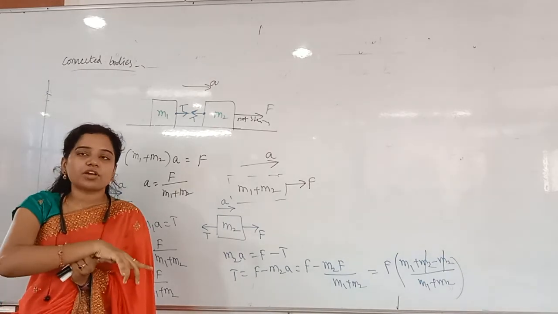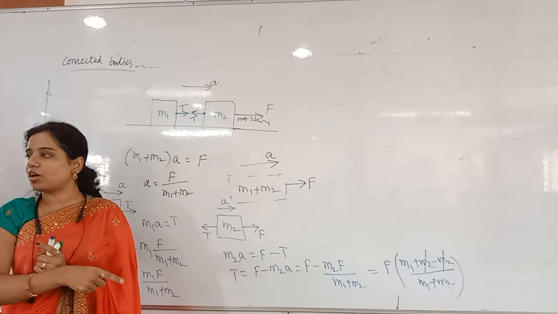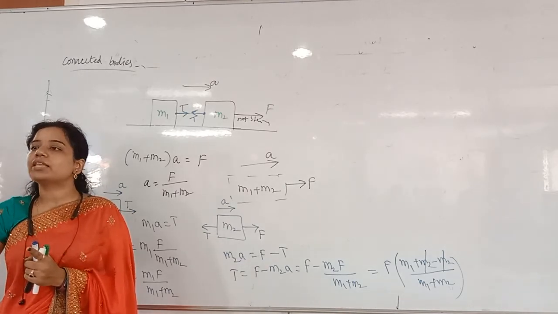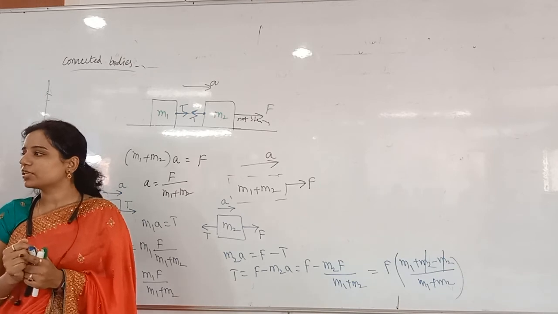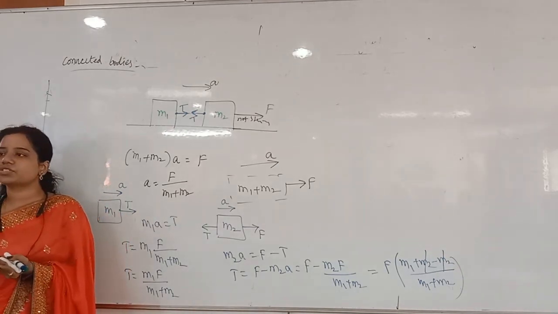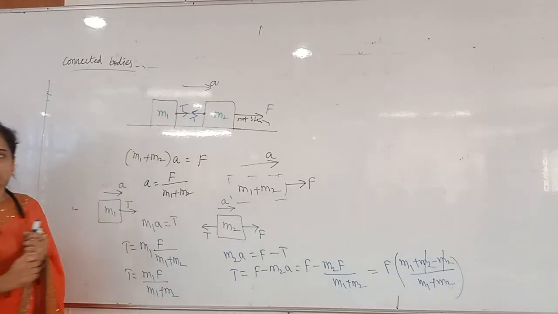I said the logic for the normal reactions. How many contacts are there? That many normal reactions will be there. Like that, how many strings are there? That many tensions will be there. Clear? So a string is applied. Obviously tension is what? In the case of a string only we will get that. So here tension is the same in both the cases.